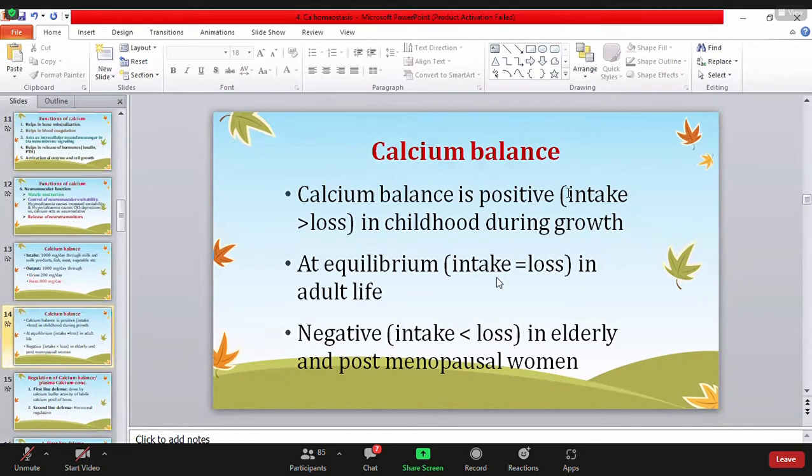So positive calcium balance occurs in childhood during growth. Calcium equilibrium occurs in adult life, and negative calcium balance occurs in elderly and in post-menopausal women. In negative calcium balance, calcium loss is more than calcium intake.